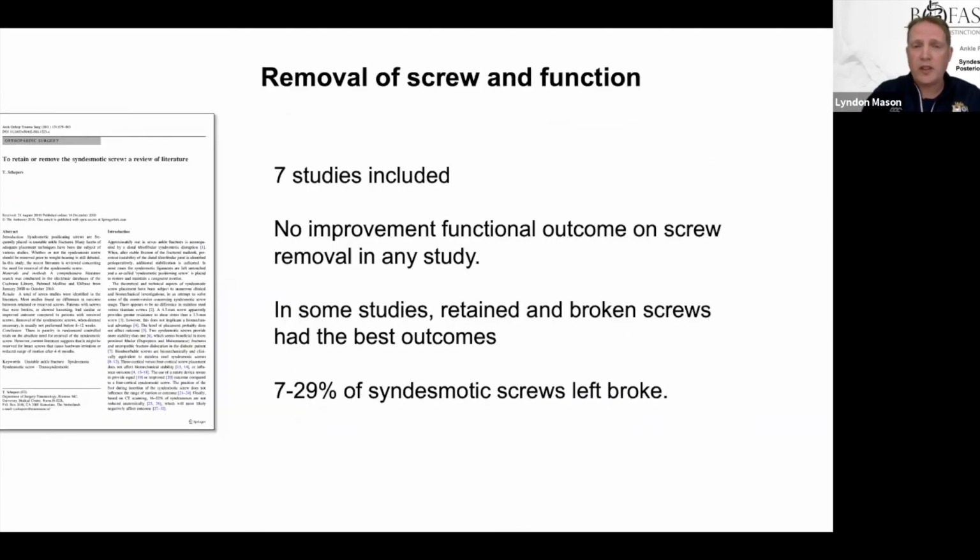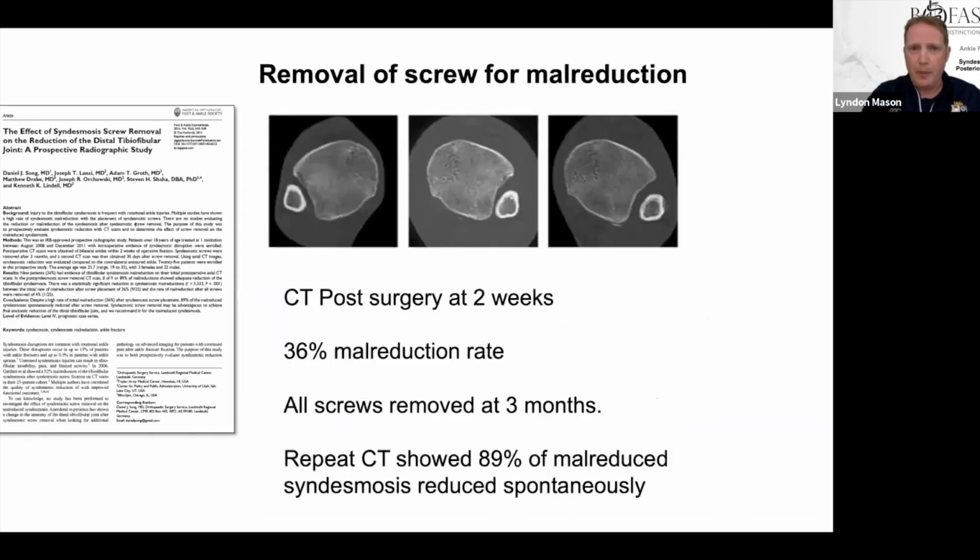Removal of screw and function, so there's 7 studies, there's 1 RCT within that. And no improvement in functional outcomes, no improvement in radiologic outcomes. And some studies actually found that if you retained the screw when it broke, they actually did the best. You were looking at somewhere between a 10 and 30% syndesmotic screw breakage if it's left in. However, if you do have a malreduction, this paper said that if they CT'd everyone at 3 months, there was a 30% malreduction rate, and they removed them, CT'd at 2 weeks, and they removed them at 3 months, it actually reverted back to a normal reduction in 90%. So if it is malreduced, then removing it can make that better.